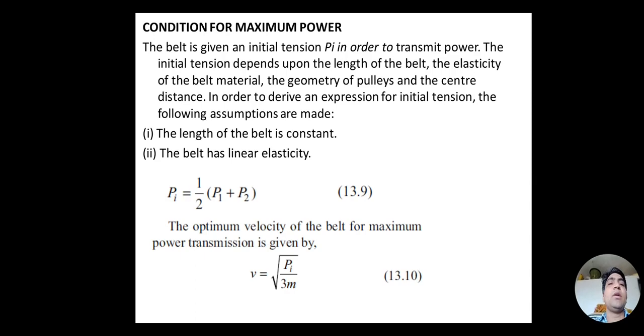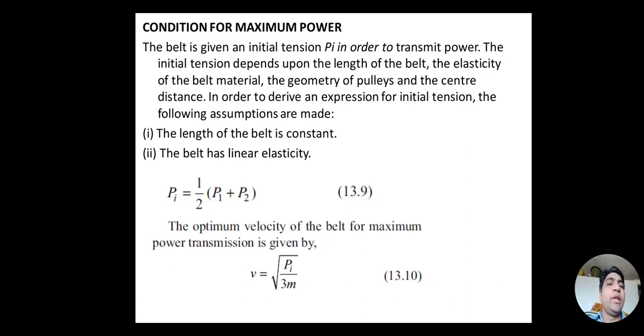Let's see what are the conditions for maximum power. The belt is given an initial tension Pi in order to transmit the power. The initial tension depends upon the length of the belt, elasticity of the belt material, geometry of the pulleys and the center distance.